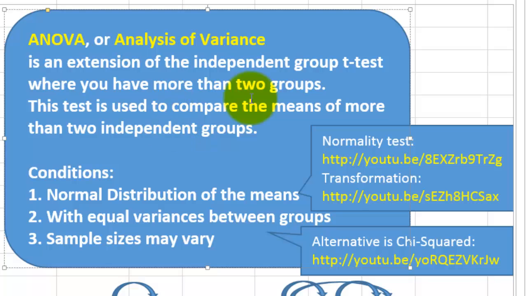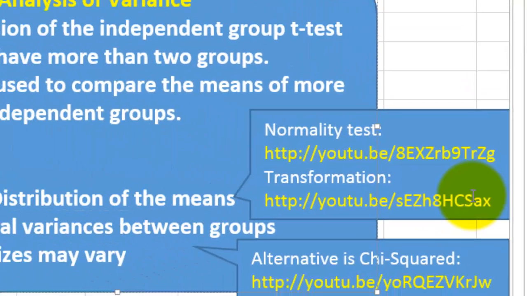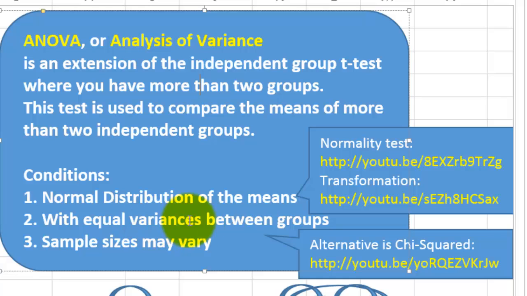The analysis of variance has a few conditions. You need a normal distribution of the means. If that is not the case, how do you test for that? The normality test I discussed in this video. You can transform data so they become normally distributed. I discussed that in another video. But if there is a normal distribution, and if you have equal variances between the groups, that means there is no statistically significant difference between them, then you can use the analysis of variance. It does not matter whether the sample sizes may vary. So you can have one set that has more items than another set. If none of these conditions apply, then there is only one hope left, the chi-square test, which I discussed here.